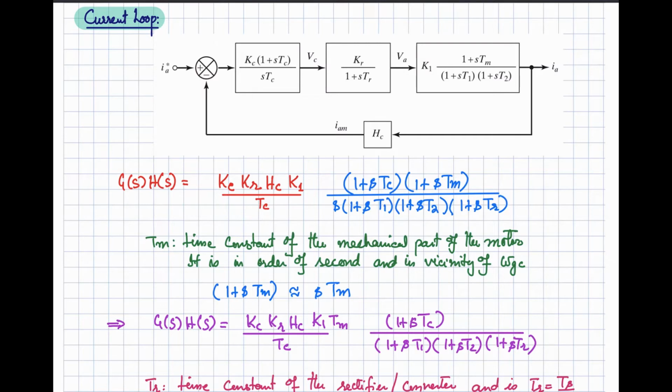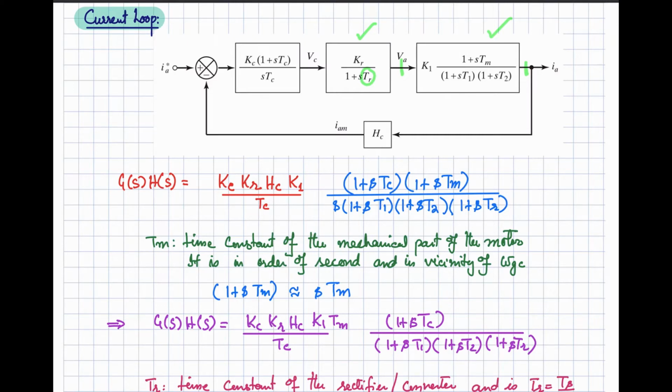So this is the transfer function relating the voltage and the current. V is the armature voltage, IA is the armature current, so they are related by this transfer function. This is the transfer function of your power electronic converter, where Kr is the gain from control voltage to the output voltage and Tr is the delay time of your converter.